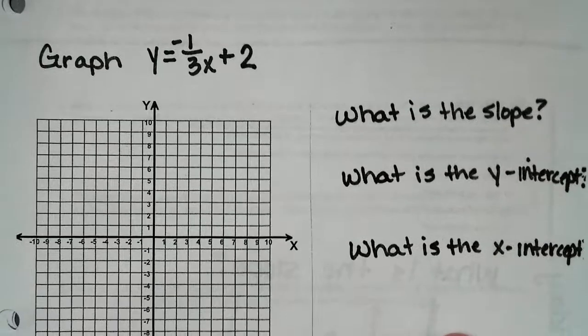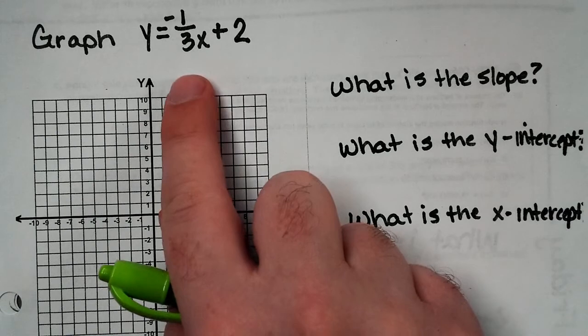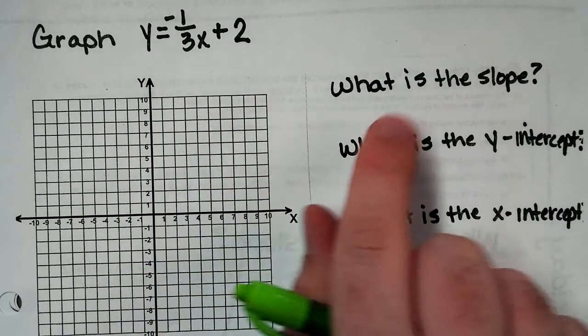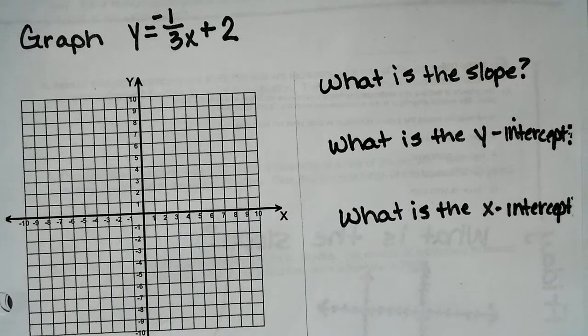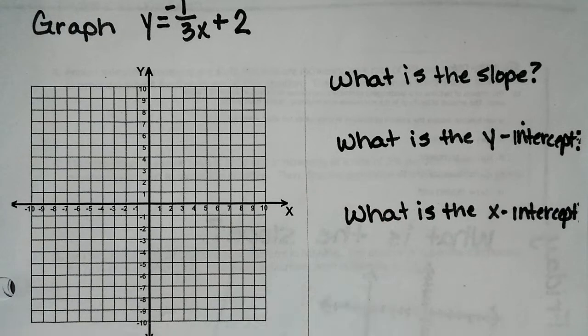Okay, the next one says to graph y equals negative 1/3 x plus 2, identify the slope, the y-intercept, and the x-intercept. If you haven't done this already, please push pause and then push play when you're ready to see the answers, all right? Push pause now.